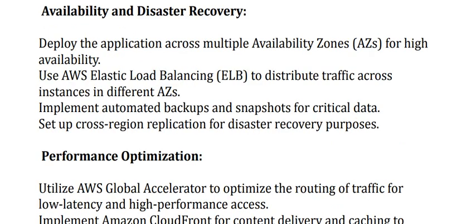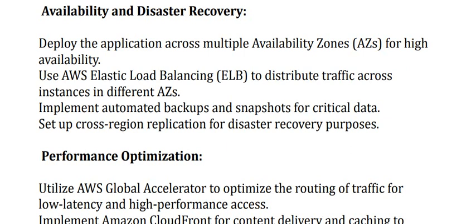Availability and disaster recovery. Deploy the application across multiple availability zones (AZs) for high availability. Use AWS Elastic Load Balancing (ELB) to distribute traffic across instances in different AZs. Implement automated backups and snapshots for critical data. Set up cross-region replication for disaster recovery purposes.